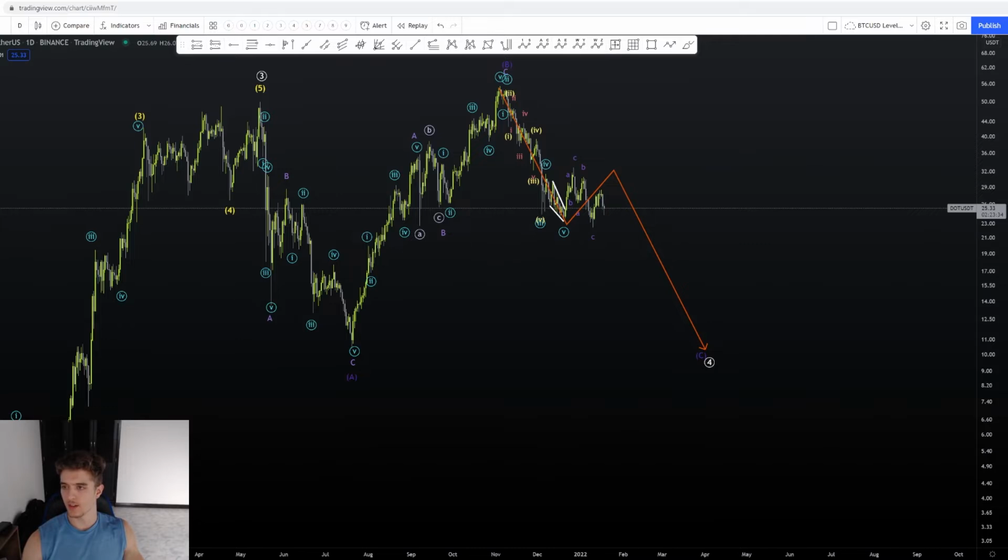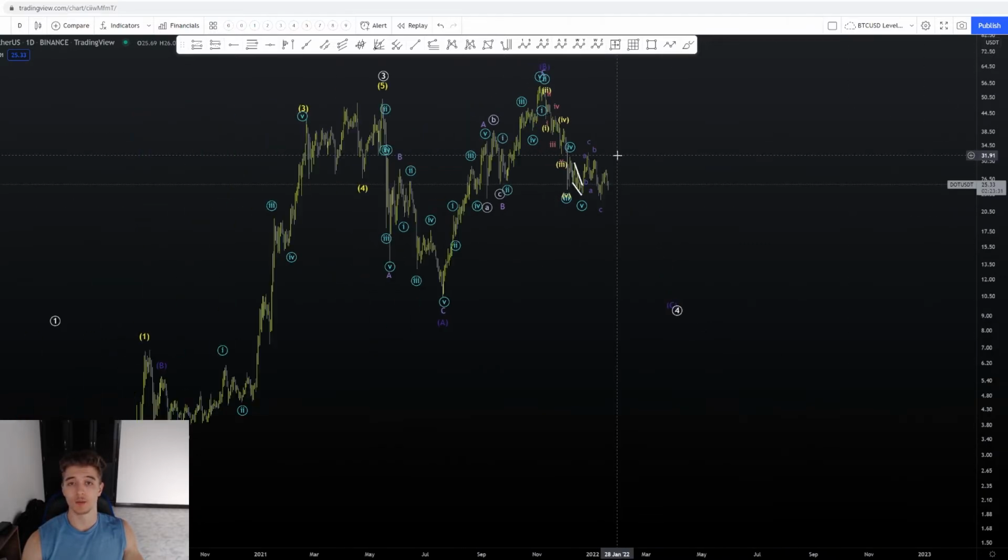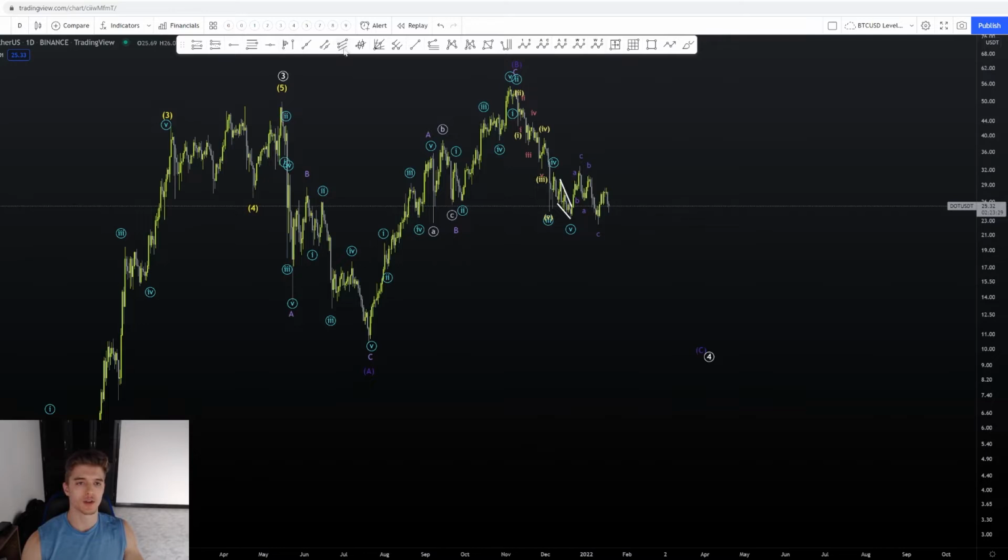What we could also get, which is probably more likely in my opinion, is a triangle, so a running triangle. So this would be A, B, C, D, E. So I'll show you guys real quick.